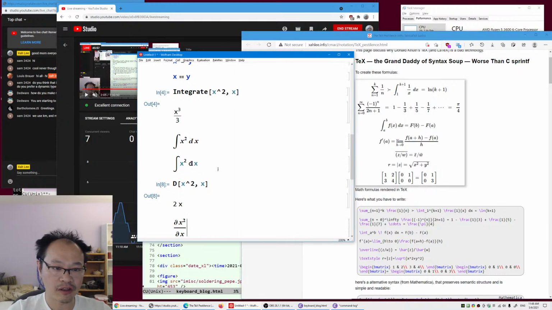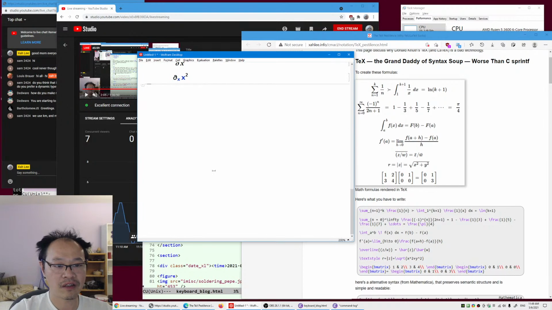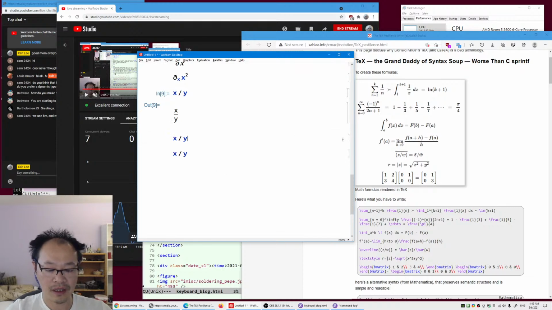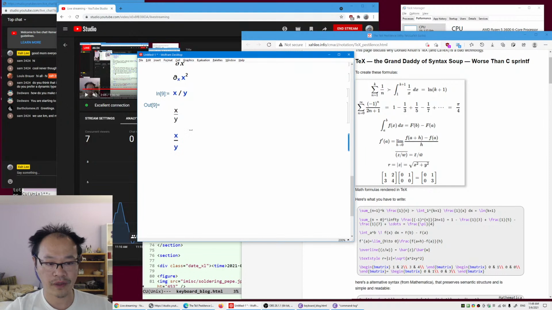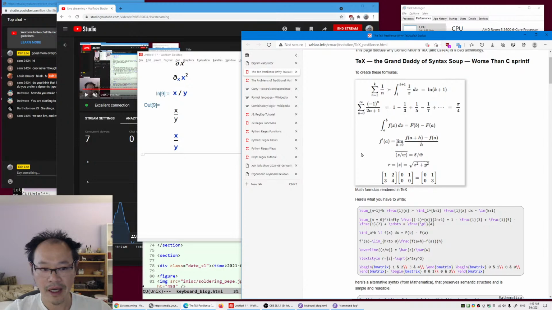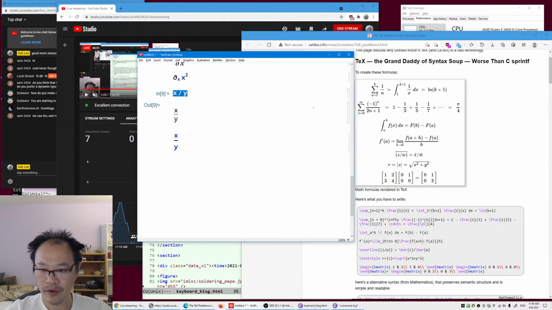So what about fraction? Fraction is pretty easy. Let's just say fraction, x divided by y. Enter. So let's copy that and do this in standard form and in traditional form. I'm not going to do the traditional form anymore because most of the time it's identical to the standard form. So anyway, fraction, then you just type x over y.